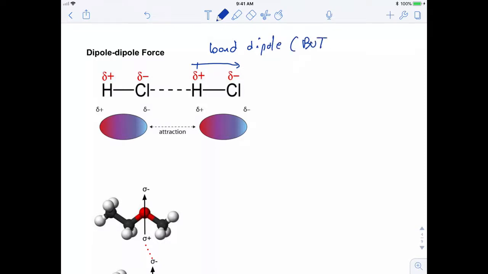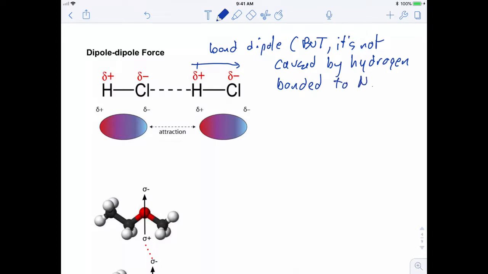It has a permanent bond dipole, therefore it has a dipole moment, but it's not hydrogen bonded to nitrogen, oxygen, or fluorine. So we do not get hydrogen bonding in hydrochloric acid. That said, there's clearly still a force of attraction between two molecules, and that's shown in the bottom part of the diagram.